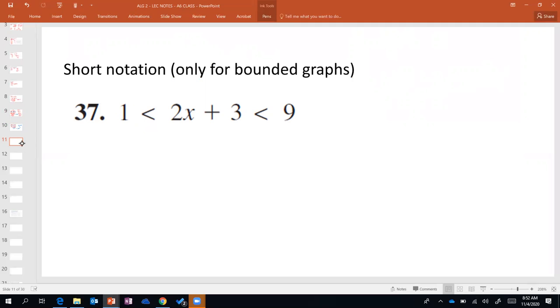Notice also that it's couched between. On this side it has to be a number that's lower, and on the other side a number that's bigger. So you're saying this little expression 2x plus 3 is couched between a low number of 1 and a high number of 9. Good? Always has to be that way. It's always going to be less than or equal to symbols. It would not make sense with greater than symbols here. Okay, how do we do this? It is only for bounded graphs, which means a starting point and an ending point.